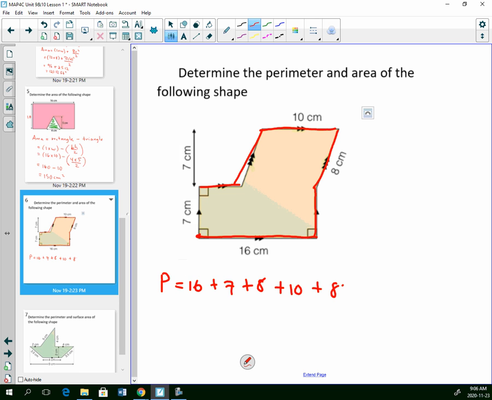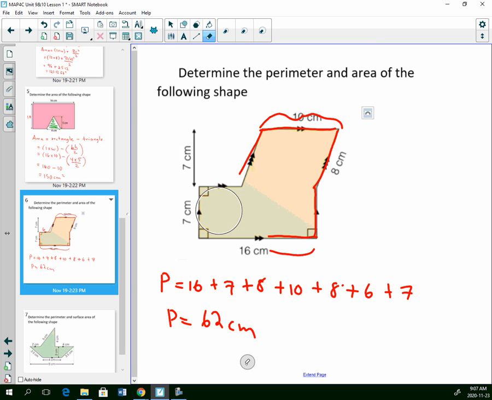This side I would have to figure out. The whole side is 16, and that is 10, so I'll just subtract 10 from 16. That means this is 6. And then finally, this is 7. So for perimeter, I didn't really need to figure out much. I just had to do that one subtraction, and then we'll add it all up. That works out to be 62. All right, so that was fairly straightforward.